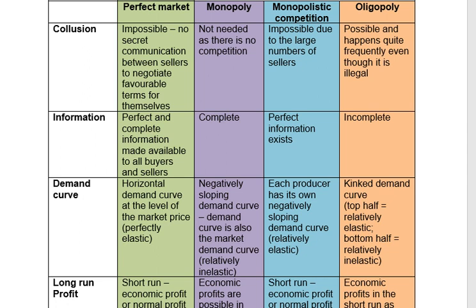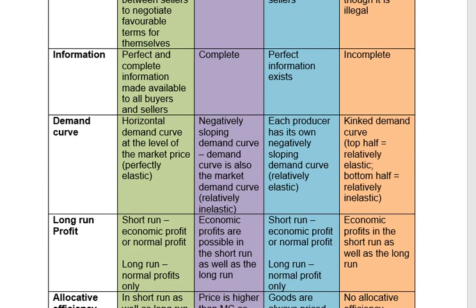The next characteristic is in terms of information. Right. In the perfect market, we already said that there's perfect and complete information that is made available to all the buyers and all the sellers. We said there's an effective communication system. All buyers and all sellers have all the relevant market information. They know exactly where the product is being sold. They know what the price is supposed to be. They know what the quality is supposed to be. Perfect and complete information is made available.